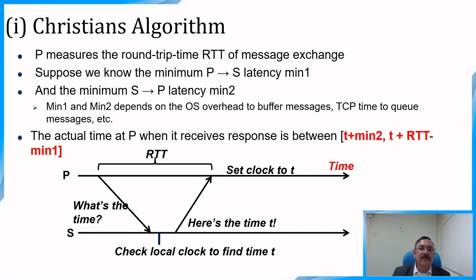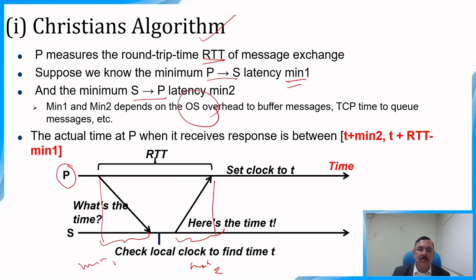So let us see about Christian's algorithm. Christian's algorithm says that, let us say P measures the round trip time, that is RTT, of a message exchange. Suppose we know that the minimum P to S latency is called min1, and the minimum S to P latency is called min2. So min1 and min2 depend upon the operating system overhead to buffer the messages, TCP time to queue the message and so on.